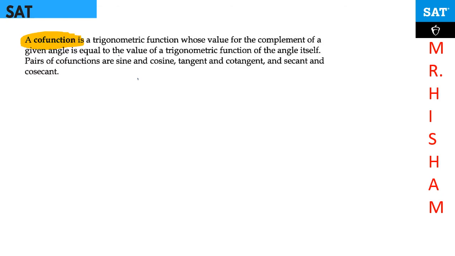Cofunctions are trigonometric functions for the complement angles. And what do I mean by complement angles? I mean that, for example, if I have a right triangle with angle A and angle B, their sum is equal to 90. So we call them complement angles.